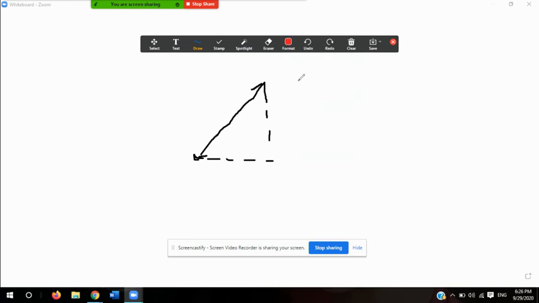Y is what we call the rise. So we say y is the same thing as saying rise. My cursive is not that good, but this is rise. And the x, which is this right here, is what we call the run. So x is what we call the run.